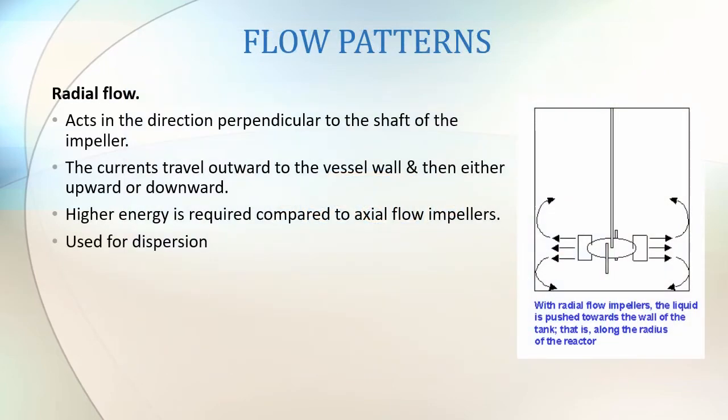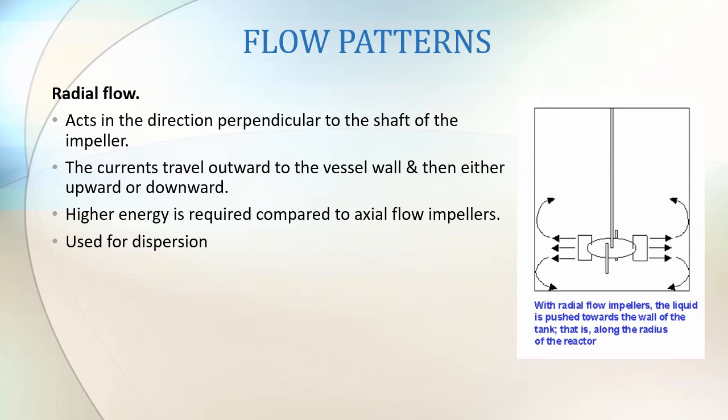Next, we'll be looking at radial flow. Radial flow is a flow that acts in a direction perpendicular to the shaft of the impeller. So let's say this is the shaft of the impeller. This is your impeller. Usually we'll be using turbines to create radial flow. So the direction is perpendicular.